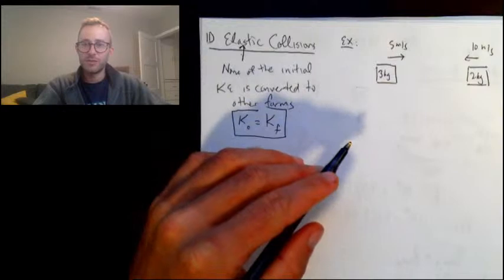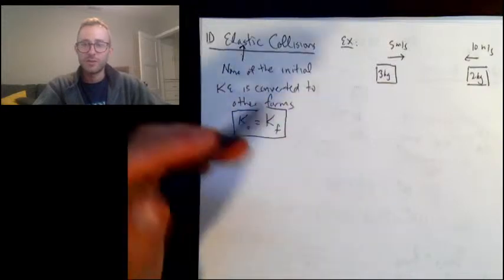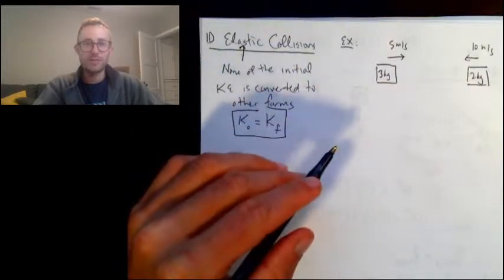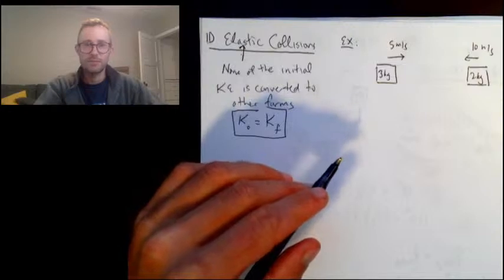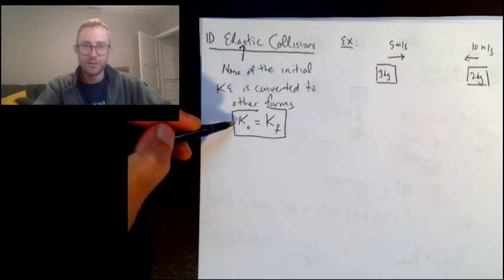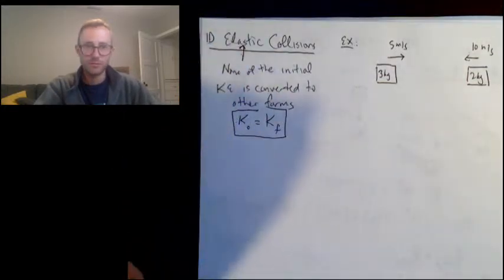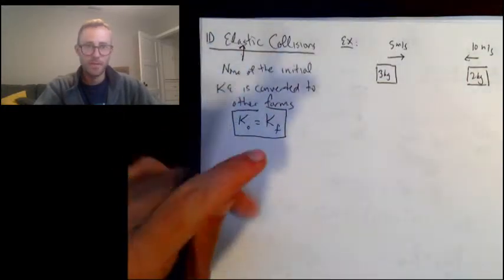There's a question, if it doesn't say elastic or inelastic, do we just assume inelastic? Yes. Yes. You never assume that this is true unless it says elastic collision. Okay?